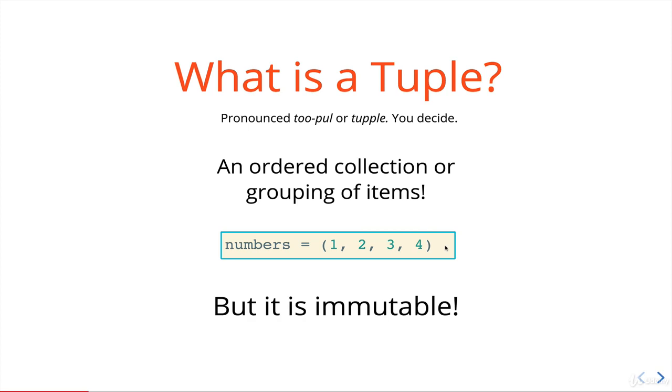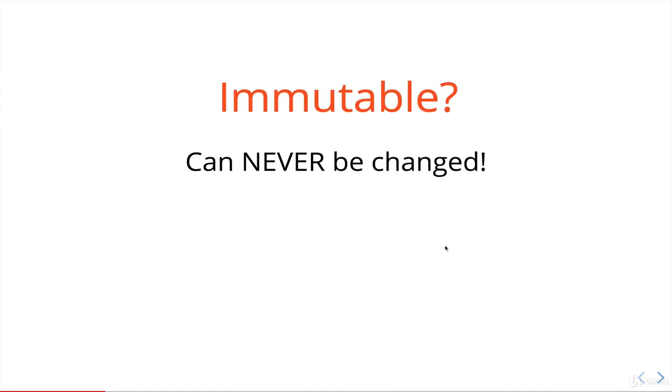So what does that mean? It's a fancy way of saying it cannot be changed. So when you define it, it is set that way. You're not going to be able to update a value in the tuple or delete a value from it like you could with a list. So it's an unchanging way of storing ordered data. So let's take a look at an example of that. Immutable can never be changed.